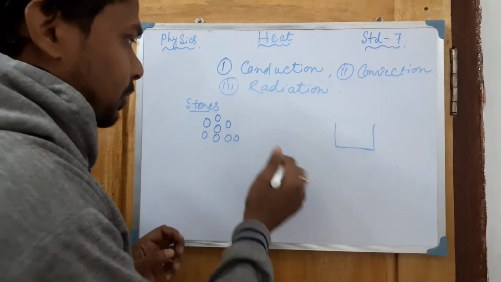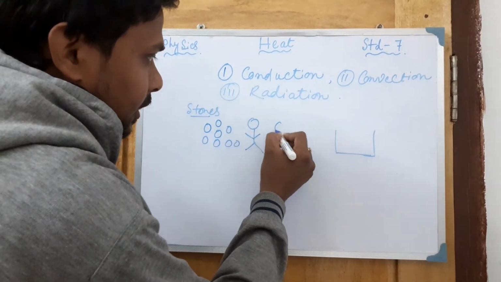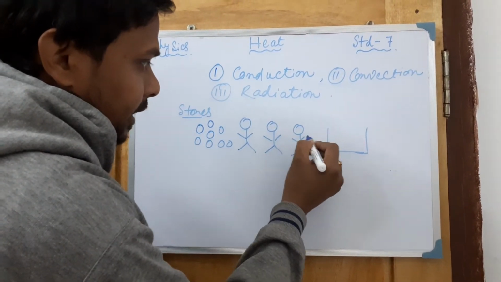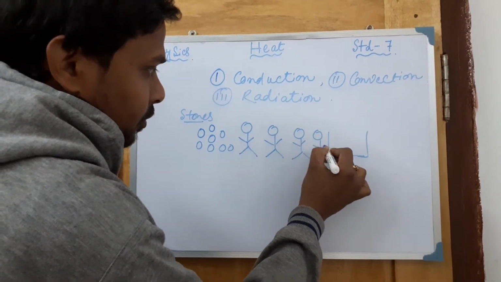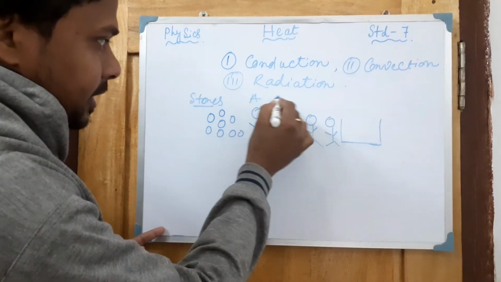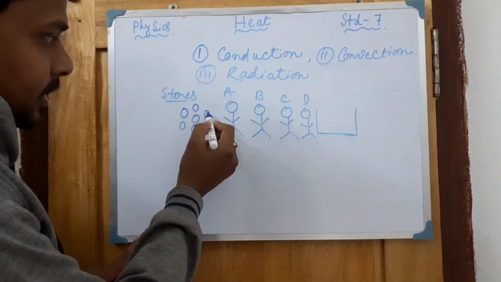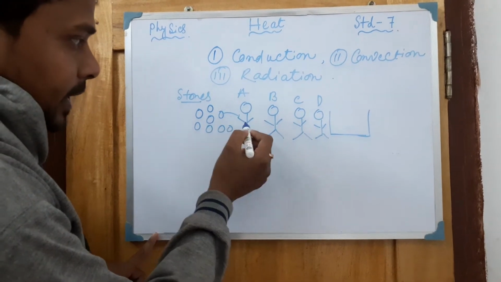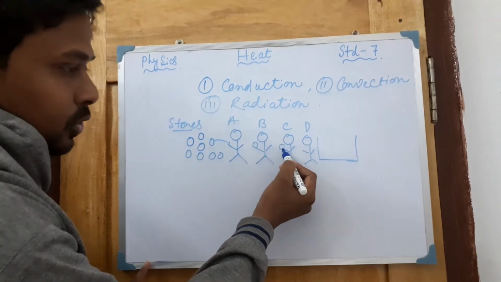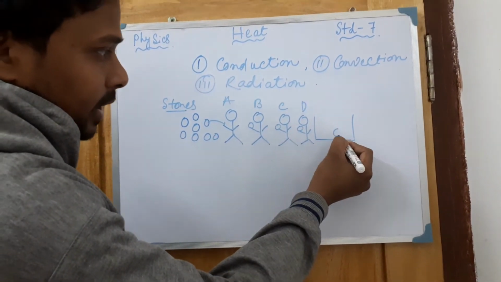Suppose here in this place one person is standing, here another person is standing, and another, and one more person is standing. Suppose I give the names A, B, C, D to these four persons. Then A first took one stone here, transferred it to B, again transferred the stone to C, again transferred to D, and finally D put that one here.